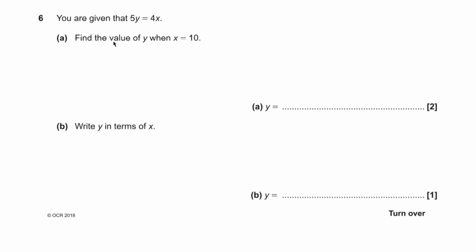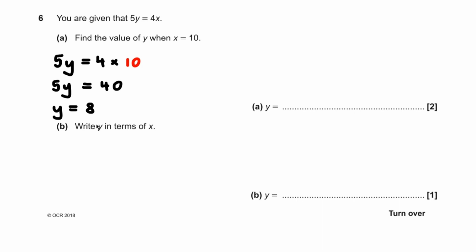So, when x is 10, we have 5y equals 4 multiplied by 10. So we have 5y equals 40, and if I divide both sides by 5, y is equal to 8.